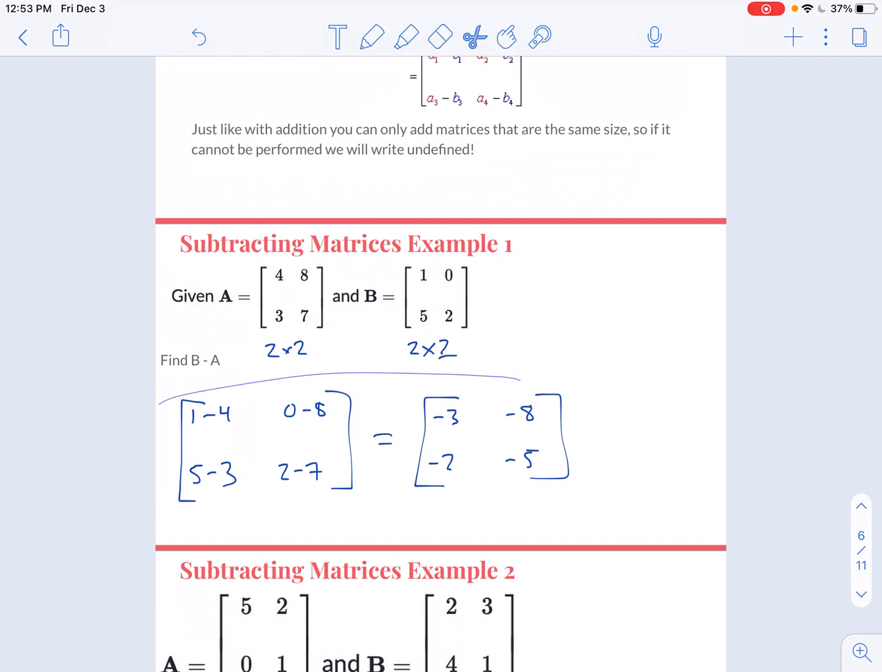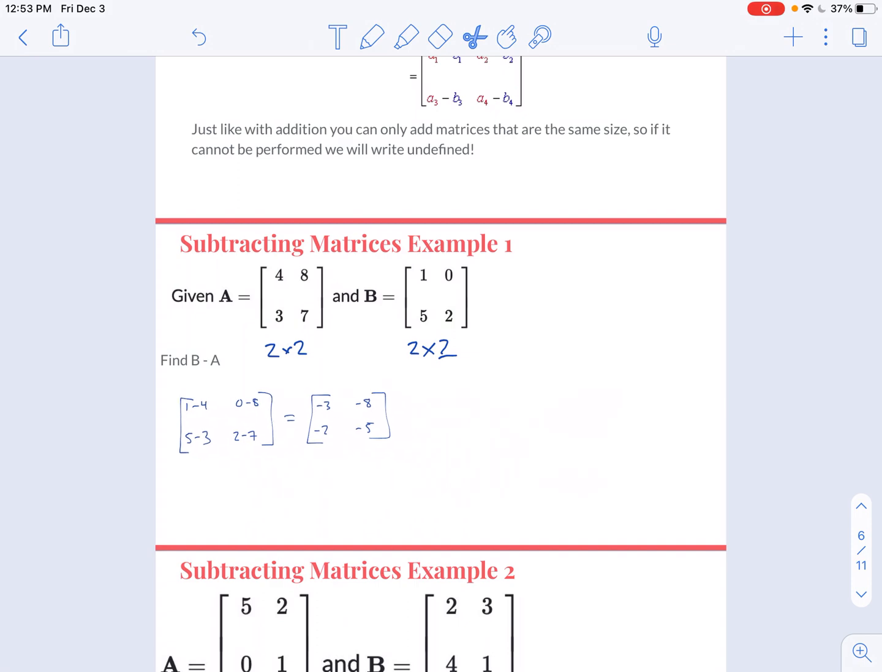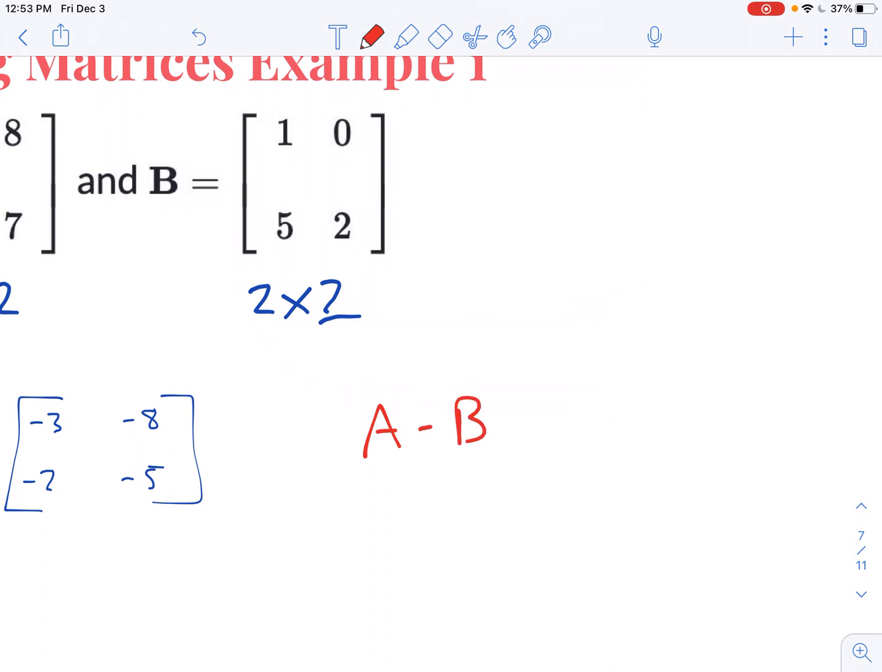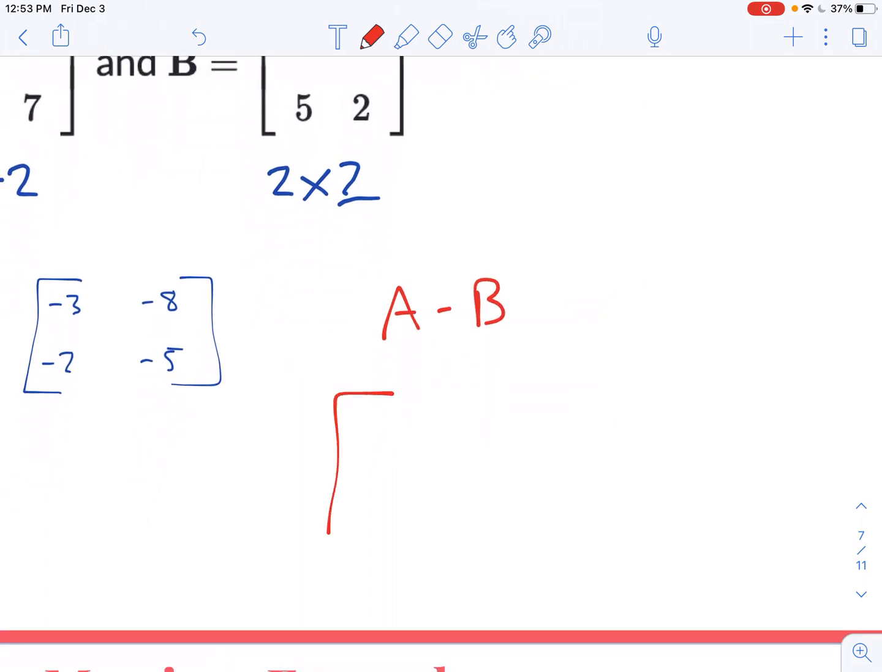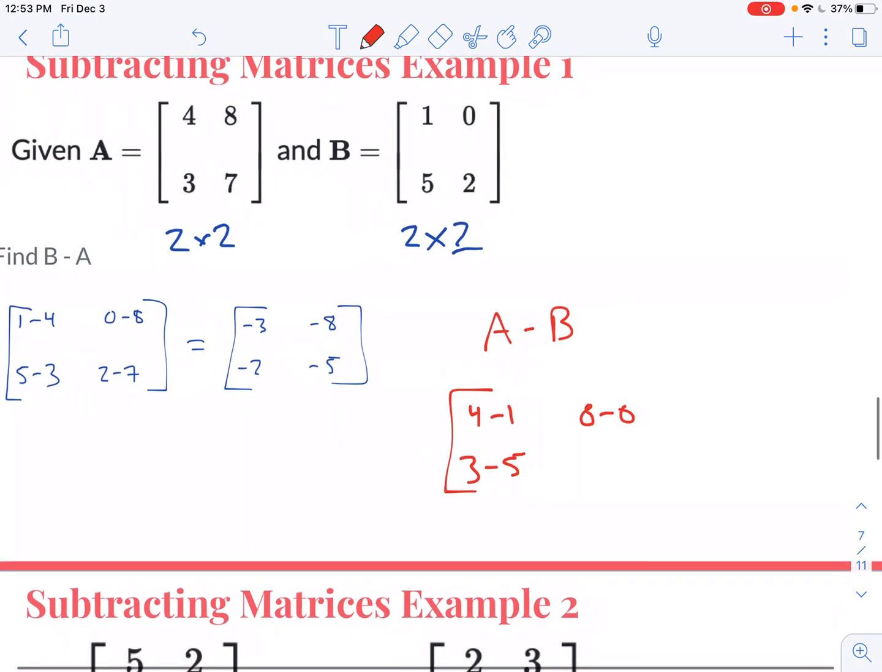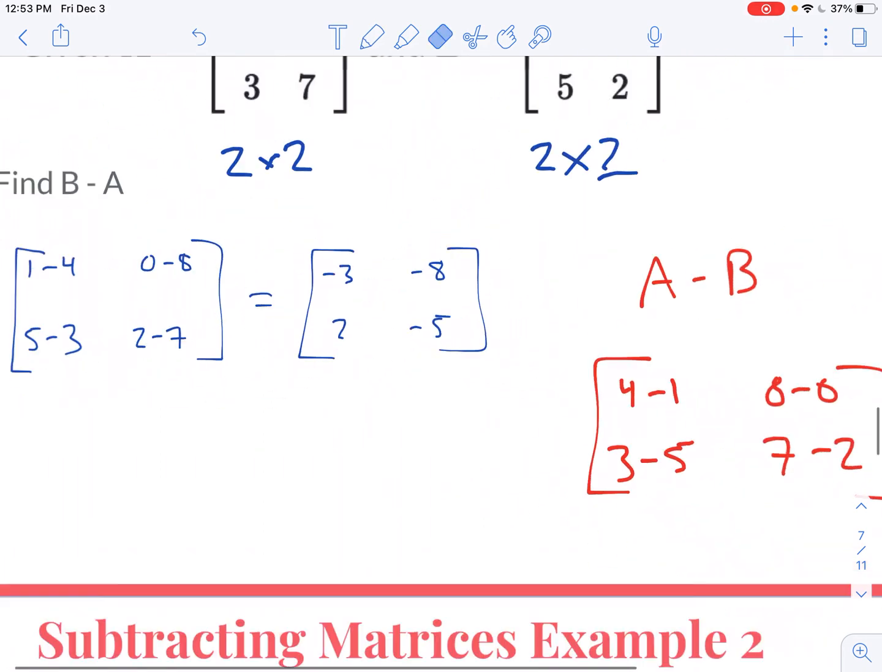Let's say I'm gonna reduce this size a little bit here. Let's say I wanted to do a different operation, and I'll do it in red. Let's say I wanted to do A minus B. Well, if I do A minus B, that's 4 minus 1, 8 minus 0, 3 minus 5, and 7 minus 2. When I wrote this out, I realized I made a simple math mistake. This is not -2, that's +2.